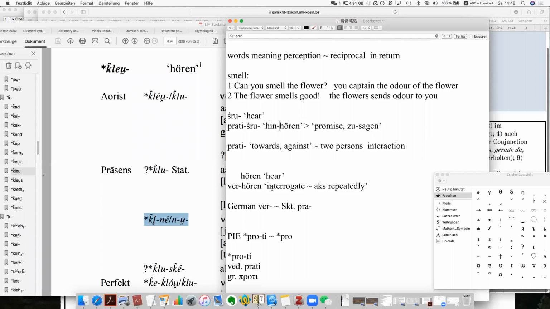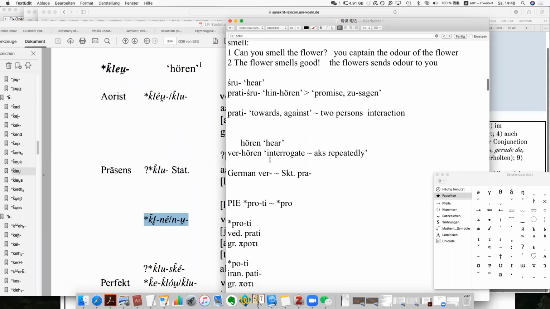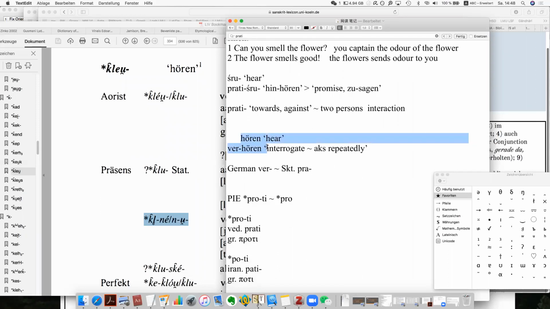Then we also mentioned the German words hören and verhören. Hören means "hear," and verhören means "interrogate, ask." So this is also a kind of opposite, right? To hear something and to ask something, because the German ver is etymologically connected with Sanskrit pra, and the proti and pro.